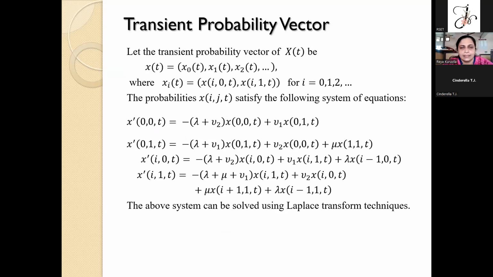Transient probability vector. Let the transient probability vector of X of t be x of t equal to x0 of t, x1 of t, x2 of t, etc., where xi of t equal to xi0 of t, xi1 of t for i equal to 0, 1, 2, etc. The probabilities xij of t satisfy the following system of equations. The above system can be solved using Laplace transform techniques. For our computational purposes, we applied the external uniformization technique, since the analytic method mentioned above required inverting Laplace transforms.